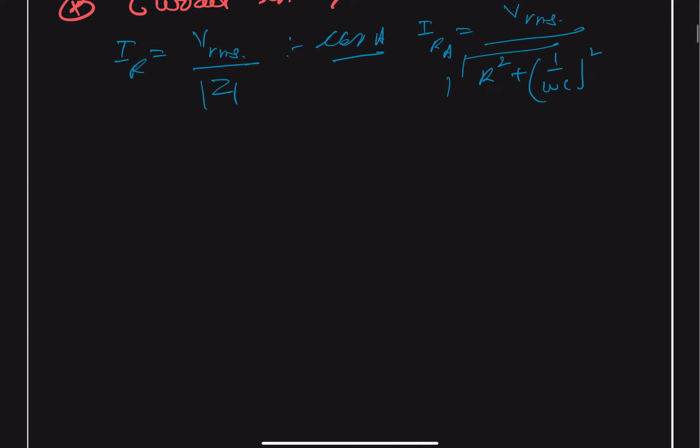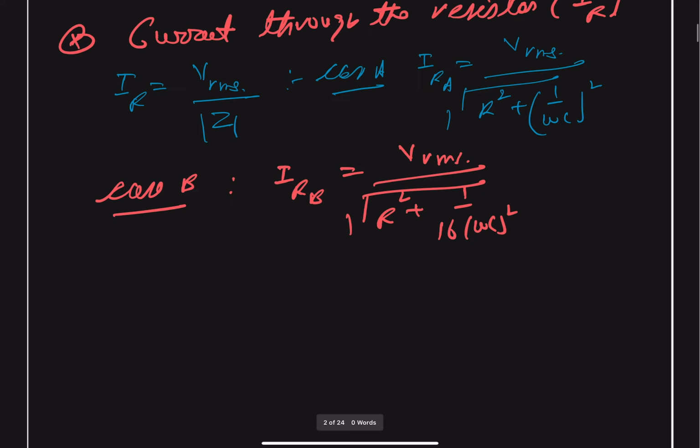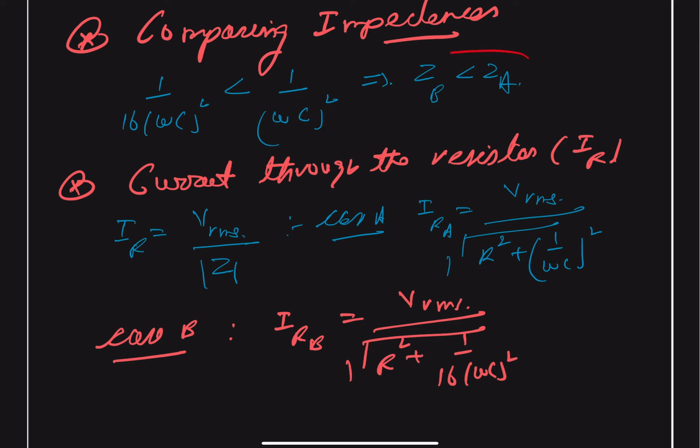Similarly, we can write for case B, our IRB will be equal to Vrms divided by the square root of R square plus 1 upon 16 omega C whole square. Now we make a comparison, and we've already found out that the impedance ZB, case B, will be less than ZA.